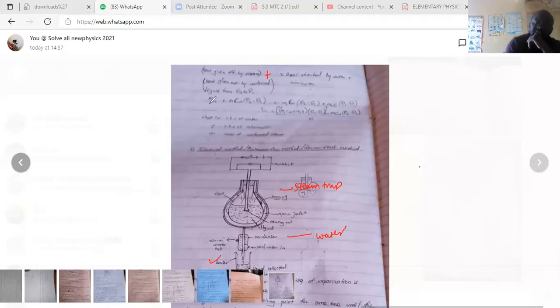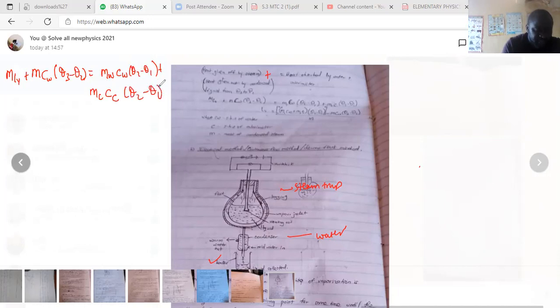Heat gained by the steam plus heat gained by the condensed steam. So mass times the latent heat, which is mLV, plus mass of condensed steam, which is in the form of water, times the temperature change for the condensed steam, is equal to heat absorbed by the water, which is mass of the water, specific heat capacity of the water, temperature change for the water, plus mass of the calorimeter, specific heat capacity of the calorimeter, temperature change for the calorimeter. Then you make LV the subject and you get the answer.